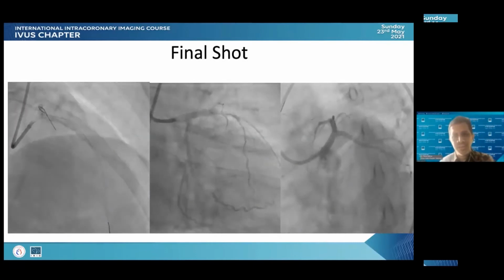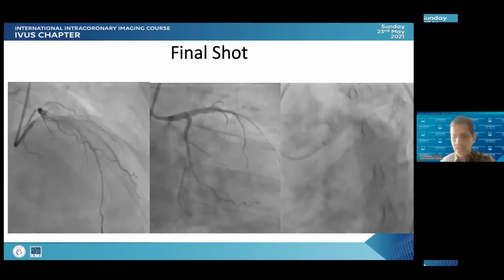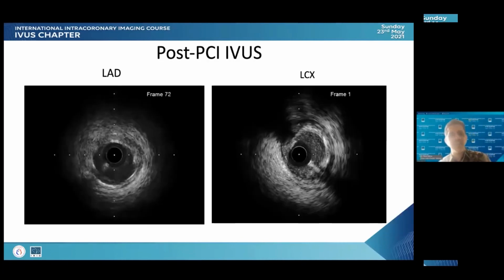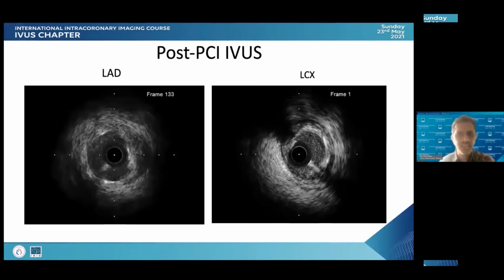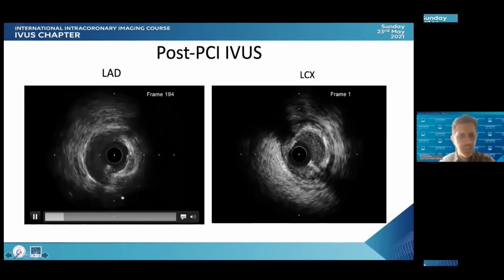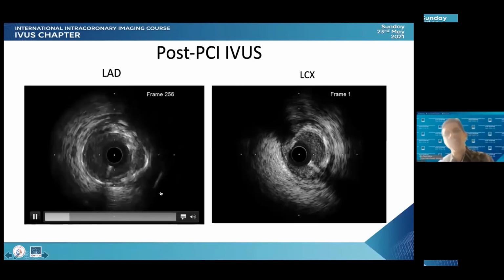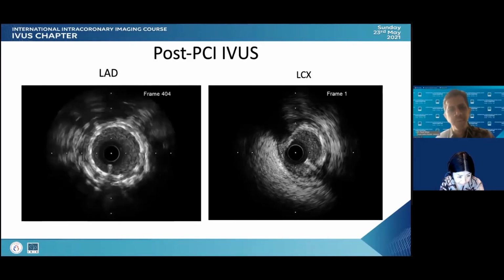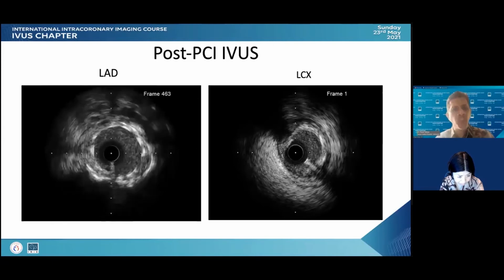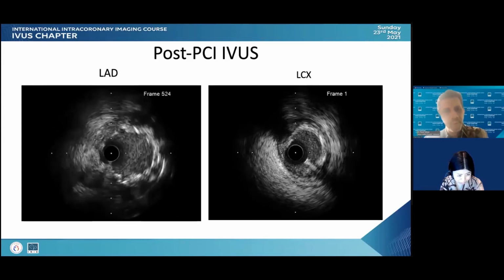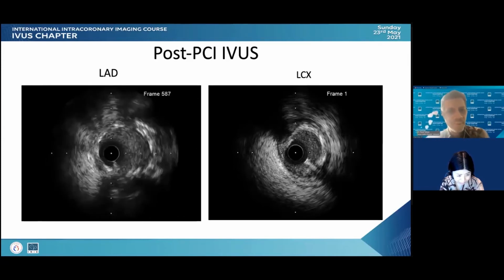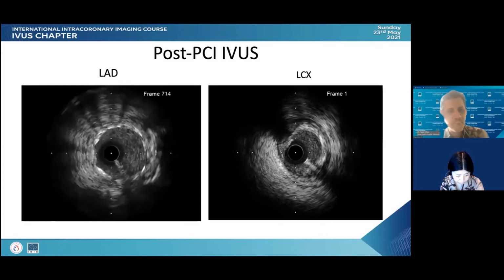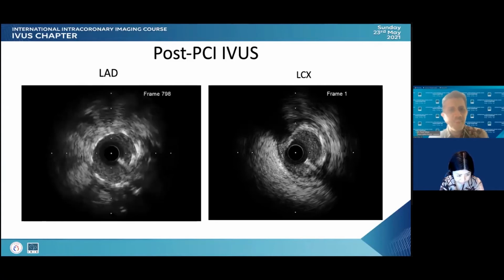Excellent. Looks fine, right? Yes. And this is the LED, post-PCI IVUS. This seems to still be the old stent segment because I see neointima inside. And now it looks like this is the new stent, with no more neointima inside. I think it is a good expansion, because on IVUS this is almost 3.5 in terms of diameter.